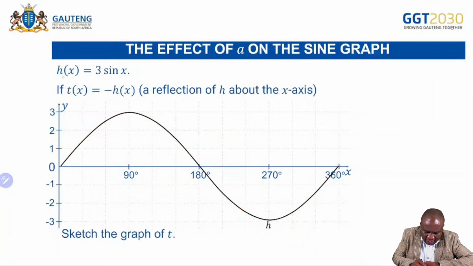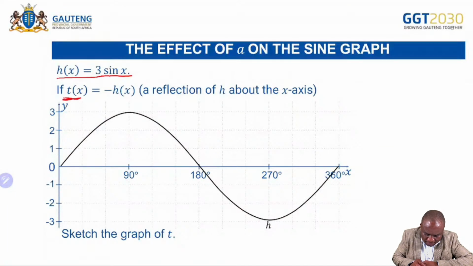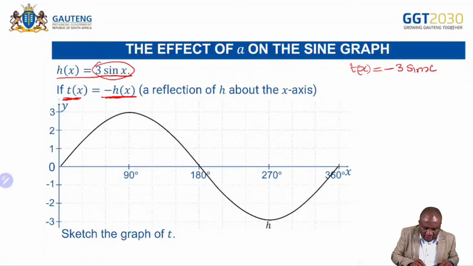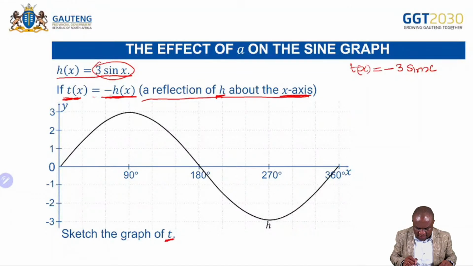Let me explain this. h of x is equal to 3 sine x, okay? And then t of x is equal to negative h of x. Remember, this is h of x. So you are saying it means that t of x is actually negative h of x, which means -3 sine x. Okay, right. Now, if t of x is equal to negative h of x, a reflection, you're supposed to observe this on your own, a reflection of h about the x-axis. I want you to sketch the graph of t. Maybe just to confirm this statement, let's sketch the graph of t.